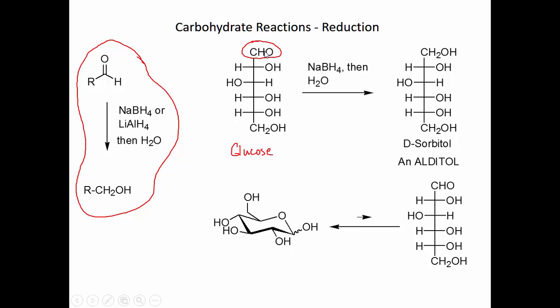And what you're going to find here is that the aldehyde group converts to a CH2OH group. This type of compound, where we've reduced the carbonyl group in a monosaccharide into the corresponding alcohol, is called an alditol. And this one here is sorbitol. This is a sweetener that doesn't cause tooth decay, so you see it used in things like Trident chewing gum.